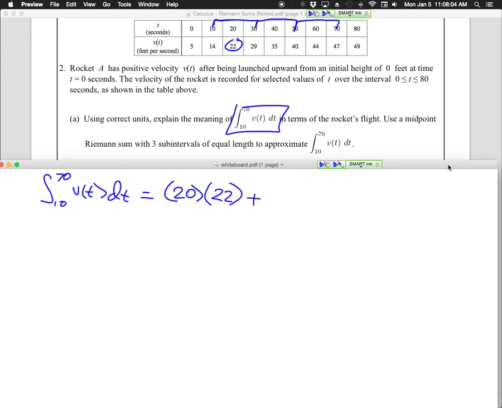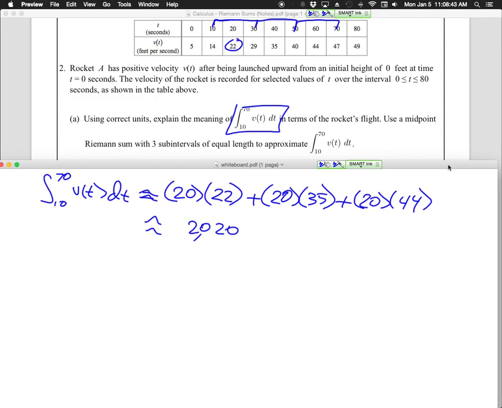Okay, how wide is the next one? 20. It's also 20. How tall is it? 35. Okay, how wide is the next one? 20. And how tall is it? 44. So when I punch that in, I should have that one somewhere in here, I think. 25, yeah. I get 2020. Now, what would my units be on 2020?